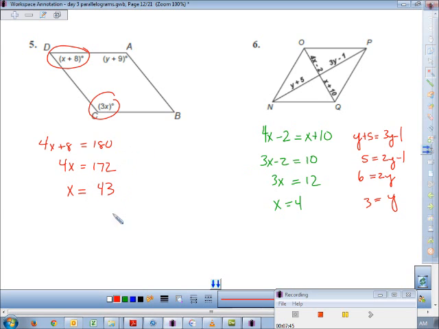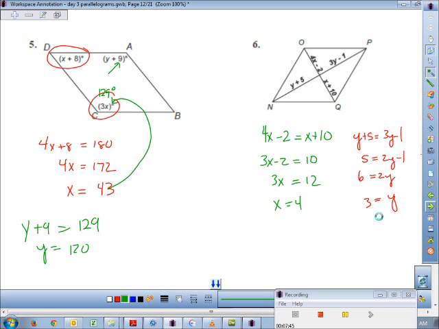X equals 43. Then once I know that, I could substitute 43 in for x, and that'd be 129 right there when I punch that in. And now I can set this guy equal to 129. y plus 9 has got to equal 129, and then y equals 120. So if they have different variables, you want to try to get an equation with the same variables in it. That's a very easy one to solve.